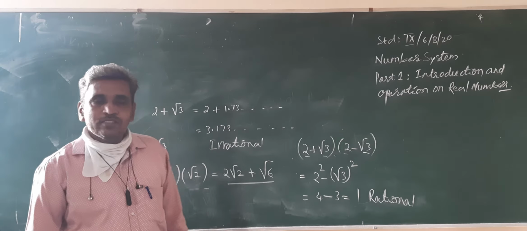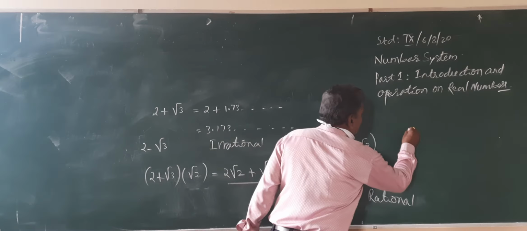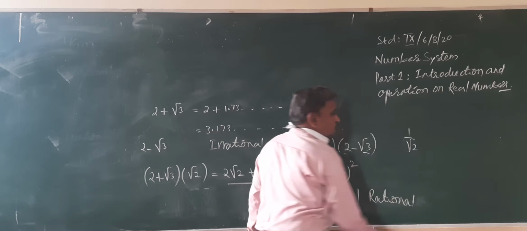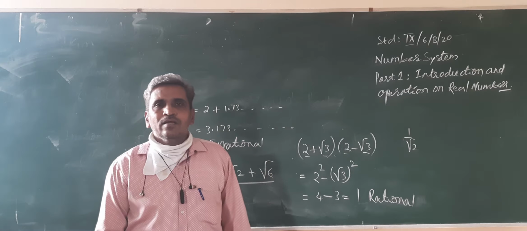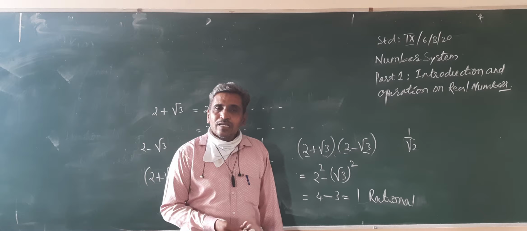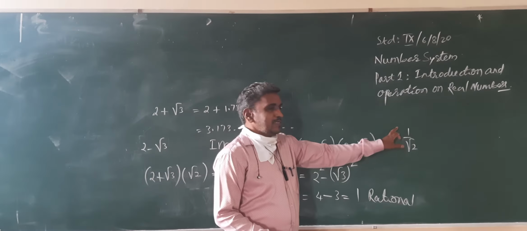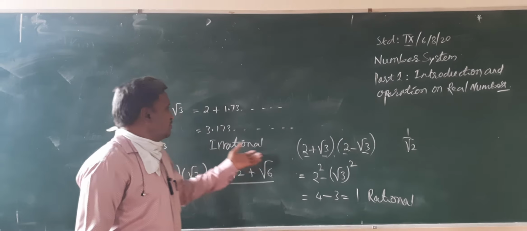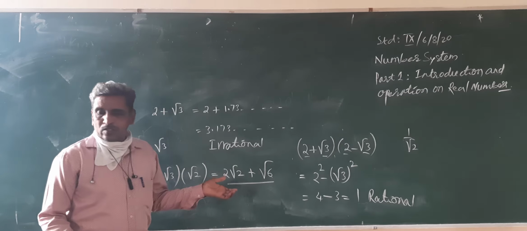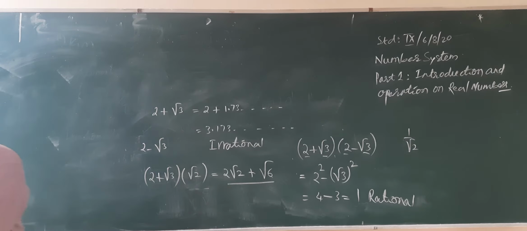Like that, division. Just for example, 1 by root 2. 1 is a rational number, root 2 is an irrational number. Again we are getting an irrational number. Division of a rational and an irrational number is irrational. So these are some properties, and they are given in the form of laws.